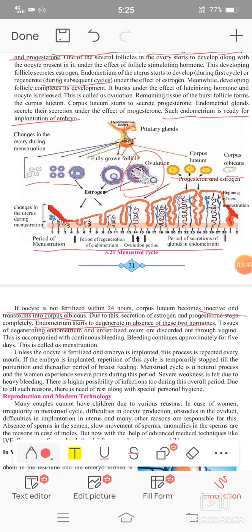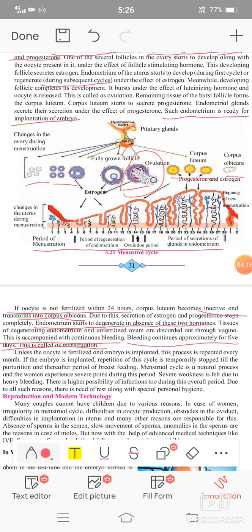The degenerating endometrial tissues and the unfertilized ovum are discharged out through the vagina, and this is accompanied by continuous bleeding for approximately 5 days, and that is called menstruation. This is the process of the menstruation cycle. Unless the oocyte is fertilized and the embryo is implanted, this process is repeated every month.